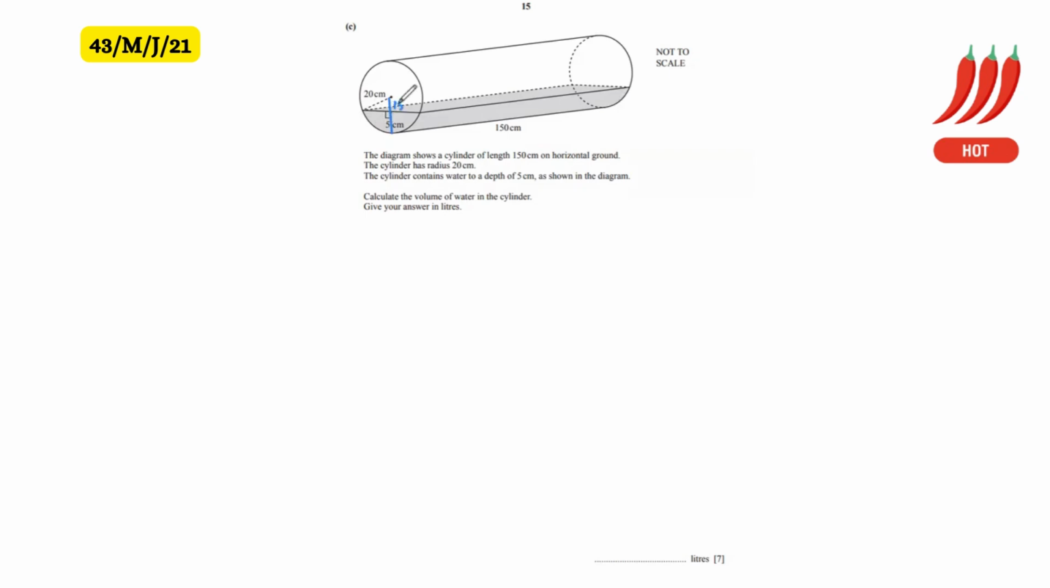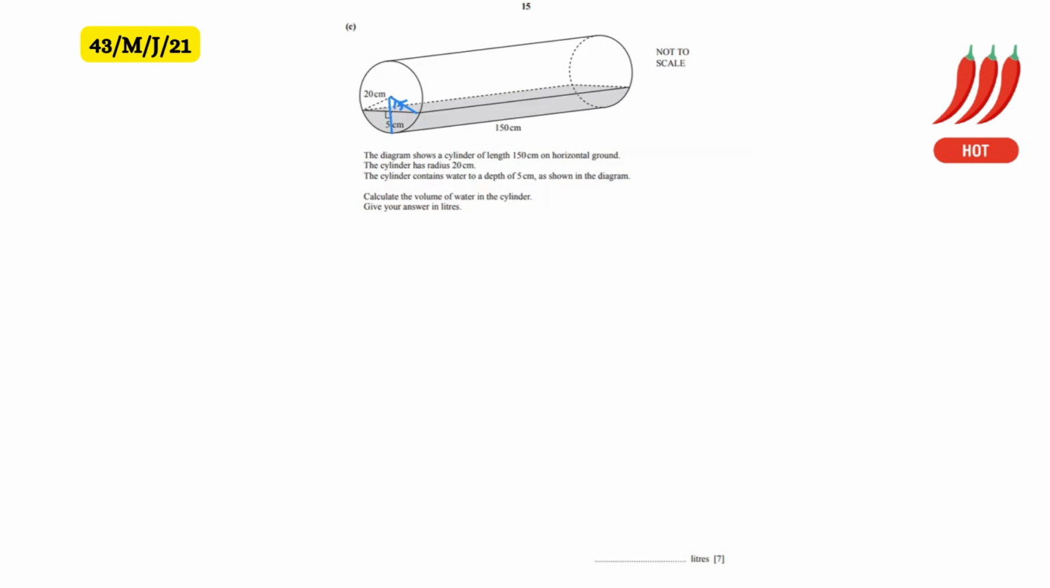So this top length is going to be 15 because the bottom part is 5. To find the volume of the water in the cylinder, we need to find the cross-section area of the water. So connect this and we can see that we have a sector. Inside the sector, the shaded part is the water and the top part is a triangle. If we subtract the area of the triangle from the area of the sector, you can find the area of the water, which is the cross-section area. And then we times it by 150 to get the volume of the water.